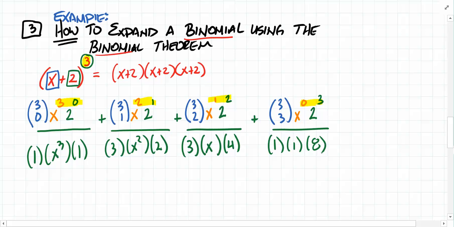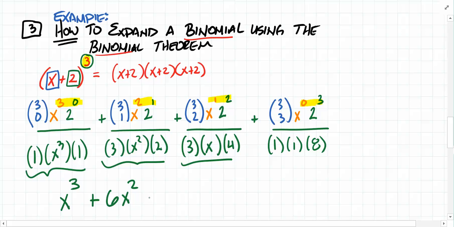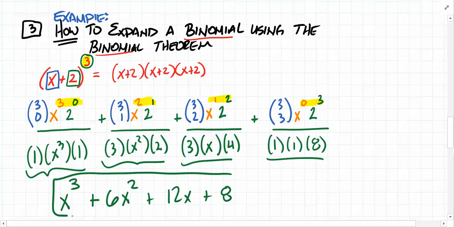So cleaning all of this up, this whole term becomes x to the third. This whole term becomes 3 times 2, which is 6x squared. This whole term becomes 12x. And this whole term just becomes the number 8. And we have clearly and effectively expanded x plus 2 to the third using the binomial theorem.